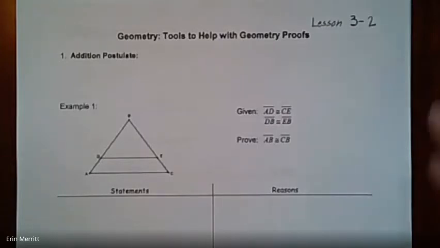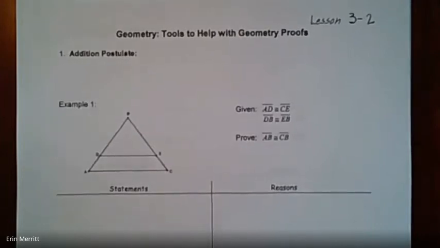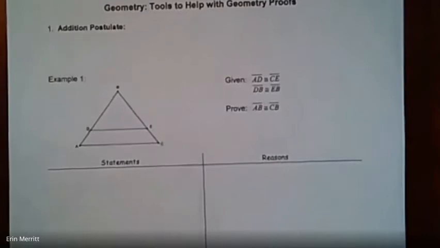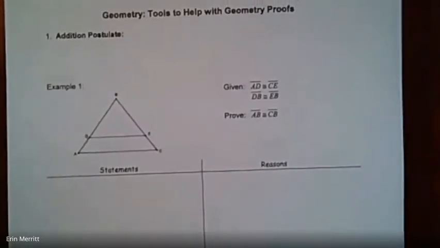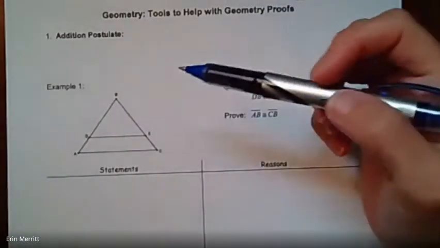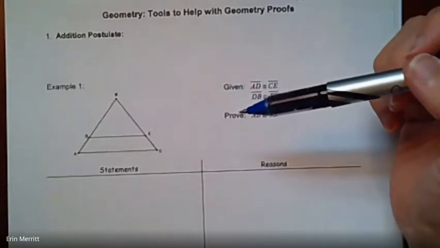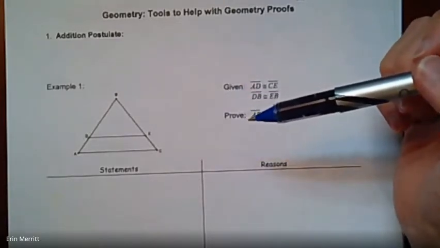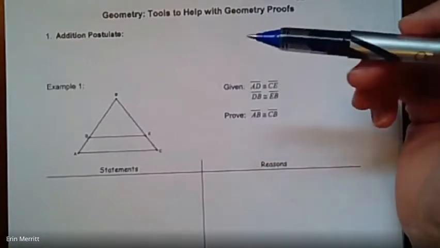All right. So the first thing that we're going to talk about is called the addition postulate, which we actually did with numerical examples. Now we're going to be doing it with actual proofs. So what the addition postulate is: if we have two segments that we know have congruent pieces of them, and we want to add them up to show that the entire thing is congruent.